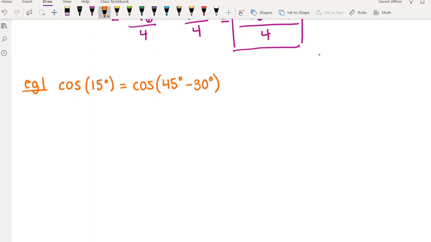Now we need to remember the angle subtraction rule for cosine. What we saw on the last page was that it's the same thing as the angle addition rule, except now we're subtracting instead of adding, because the sine part flipped the sign.